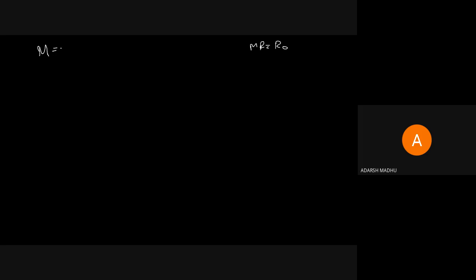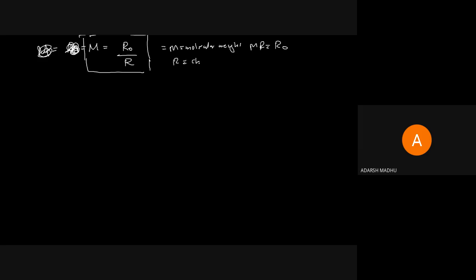Okay, M R equal to R naught. So R naught equal to M into R. So molecular weight M equal to R naught by R. M equal to R naught by R is the relation. That is, M equal to molecular weight.